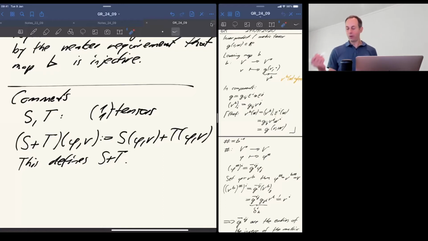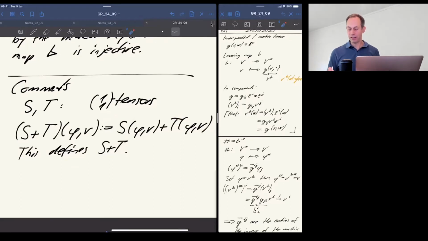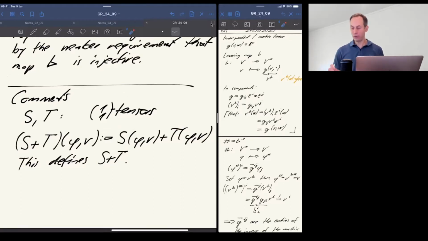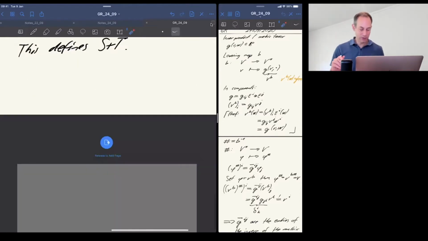But then it would no longer be a linear map because the W would only appear here, but not here. So if I scale the W, the whole thing would not behave correctly. So in order to define addition for tensors, I really need that they are of the same type. So that's just one comment I wanted to make.